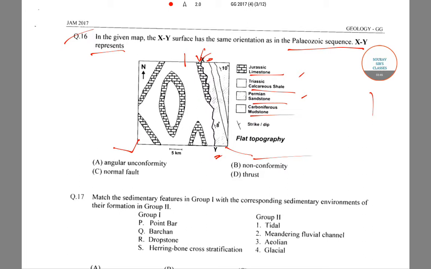First, we know a thrust fault is a break in the earth crust. Here you can see a break in the earth crust across which older rocks, which in this case is Jurassic limestone, are pushed above the younger rocks, where it is the Permian sandstone as well as Triassic calcareous shale. So the right answer for this question is option D, thrust.